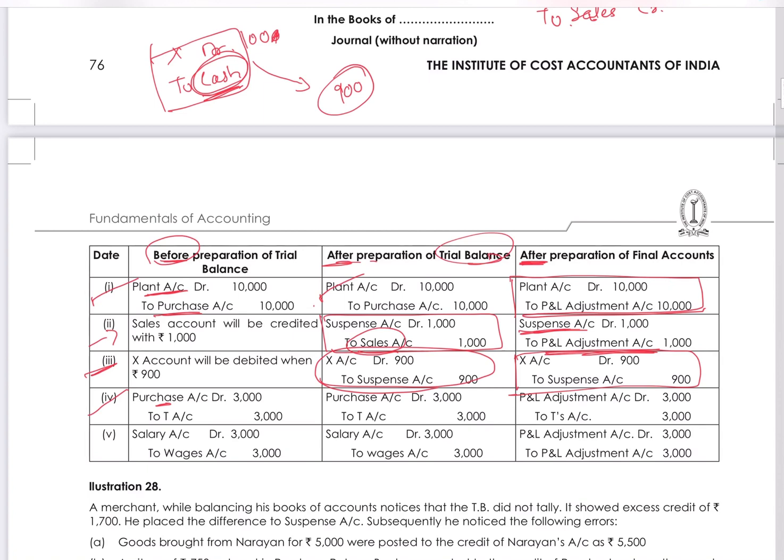Okay, so this is before. After preparation of trial balance also there is nothing, the same entry continues. But after preparation of financial accounts, the final accounts, you will replace the nominal account with P&L adjustment. Here the nominal account, meaning the expense or income account, is purchase. So instead of that we'll write P&L adjustment debit to T's account credited 3,000. Understood? So wherever our expense or income ledgers are there, that will get replaced with P&L adjustment if you are rectifying the entry after preparation of financial accounts. Understood?